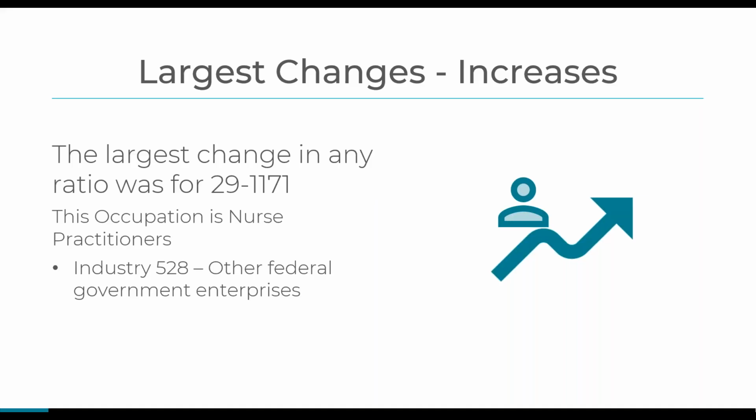We started by taking a look at some of the largest changes, and the first thing we thought to look at was to highlight the ratio by detailed occupation that grew the absolute most year over year. So from 2020 to 2021, that happens to be for occupation code 29-1171. That occupation is for nurse practitioners, and that growth was seen in industry 528. That's the IMPLAN industry that corresponds to other federal government enterprises.